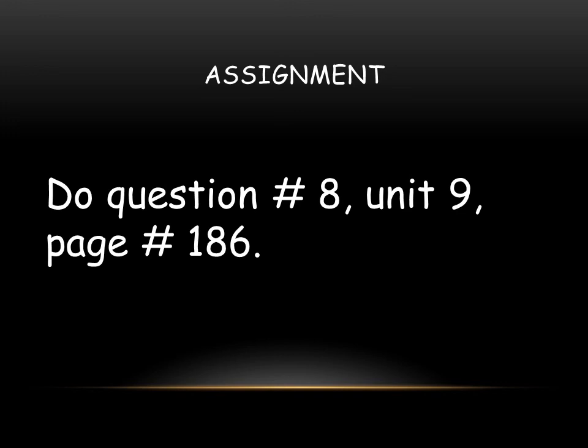I think this is enough for today's lecture. Here is your assignment. You have to do two questions from unit number 9 on page number 186. Question number 8 with its A and B parts, and question number 9 with all its A, B, C parts. So please do this work neatly in your notebook and make a margin line. Please must write today's date and day, and please maintain your index.